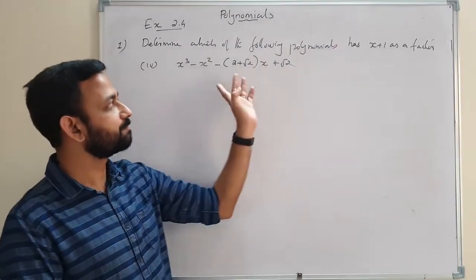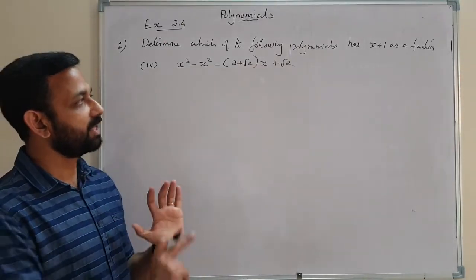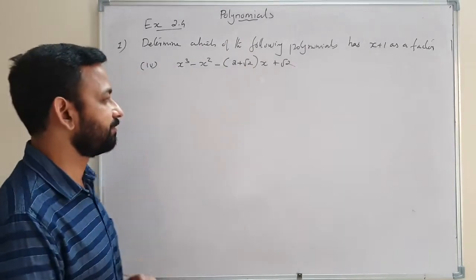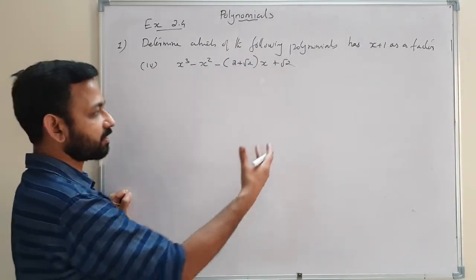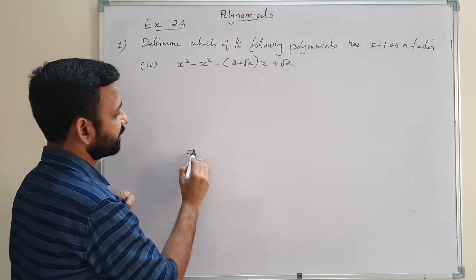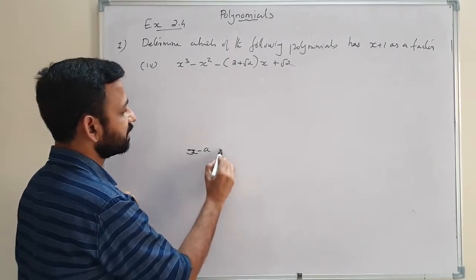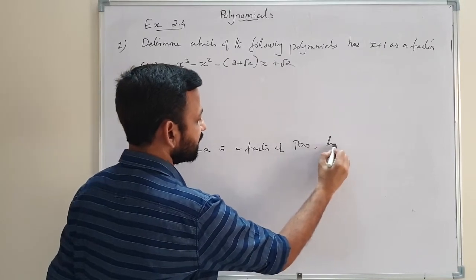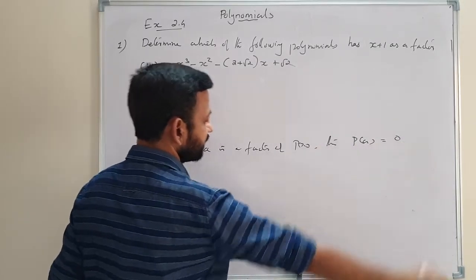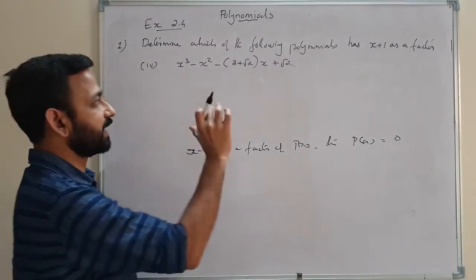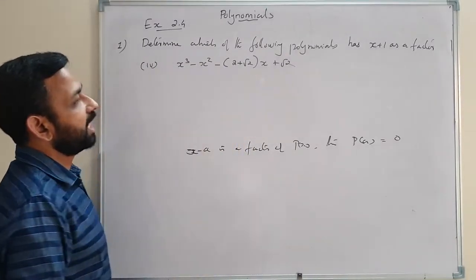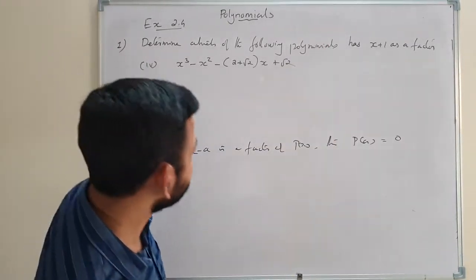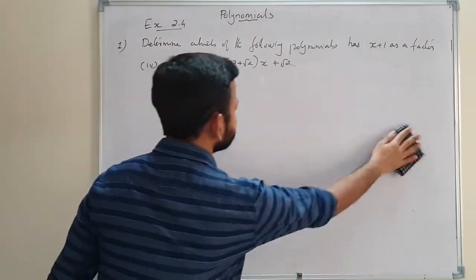If x plus 1 is a factor of this polynomial, by factor theorem the remainder will be 0. That is factor theorem: if x minus a is a factor of p of x, then p of a, that is the remainder, equals 0. So first we are going to find the remainder here, and if that remainder equals 0, then we can say x plus 1 is a factor of this polynomial.